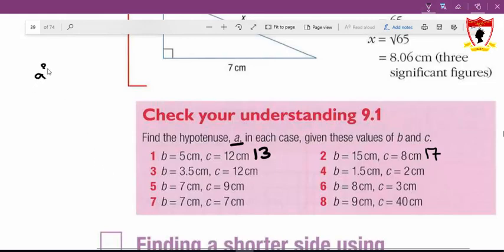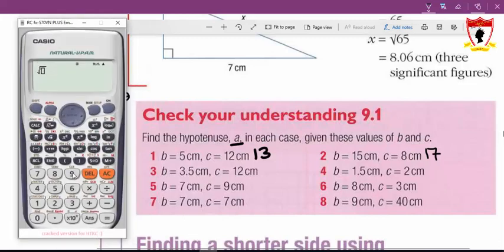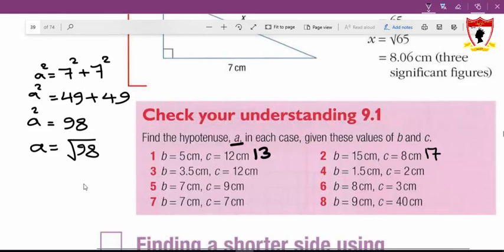Then again, a square, which is the hypotenuse, is equal to 7 square plus 7 square. And 7 square is equal to 49 plus 49. This is equal to 98. Well, a square is equal to 98. What about just a? Just a is the square root of 98. The square root of 98 is 9.89. We can simply say 9.9. a is 9.9, so that's it.